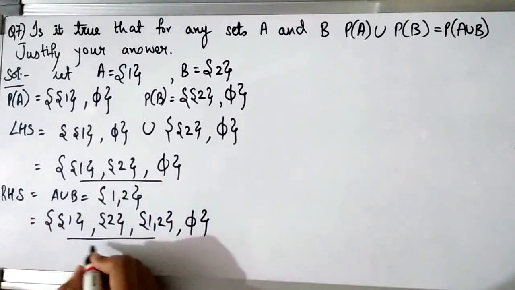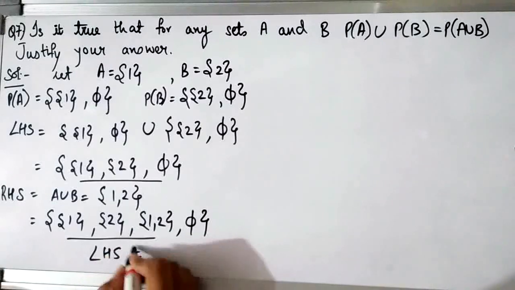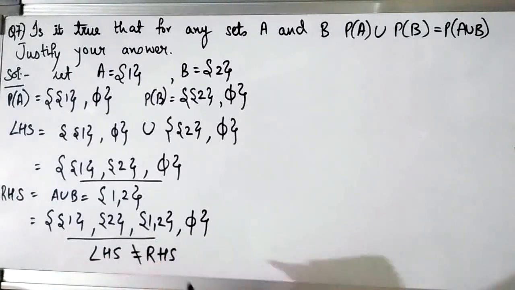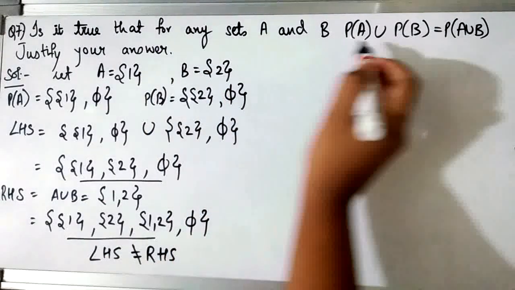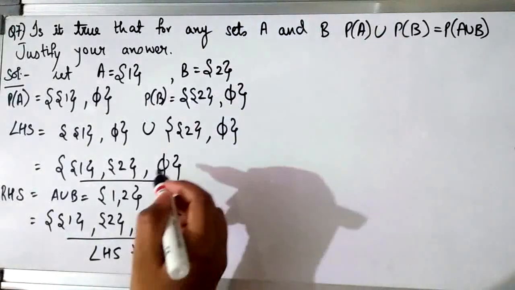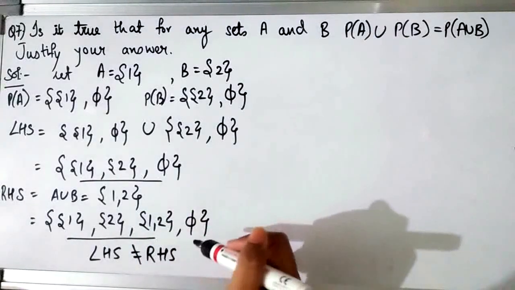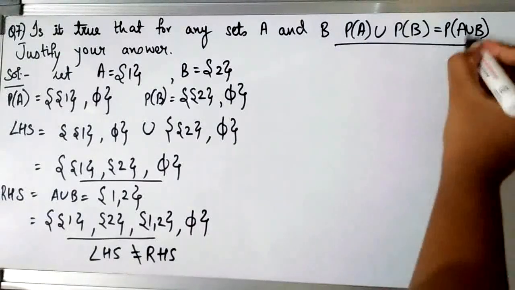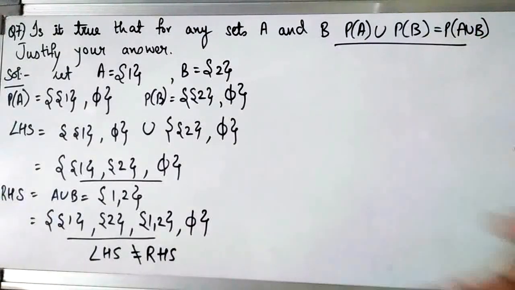Now if you check, your LHS and RHS are not equal. So this statement which is given to you is false. It's not true, because when you check your LHS and RHS, they are not equal. So hence the statement given to you is false.